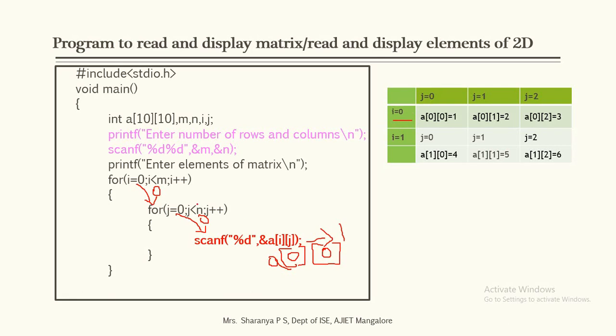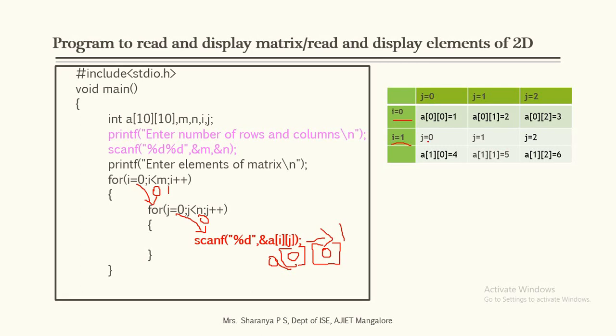Next, after this, the n value is set as how many columns here? That is 3. So it is going to check whether 3 is less than 3. The condition is false. So it will come out and the I value will get incremented. So it is referring to the next row.